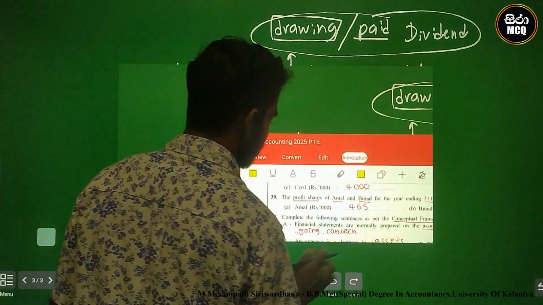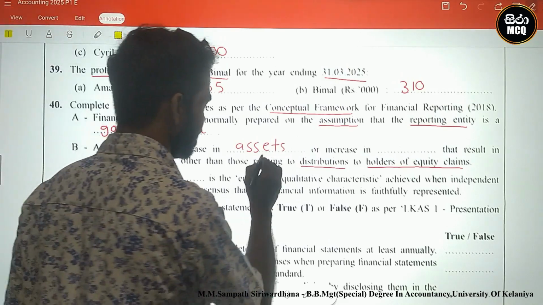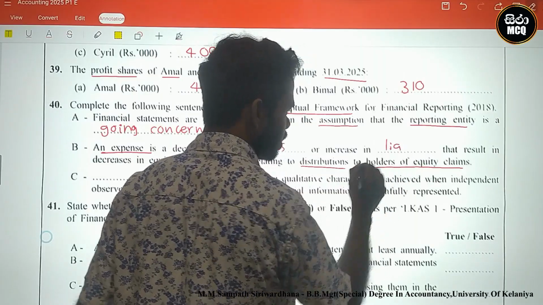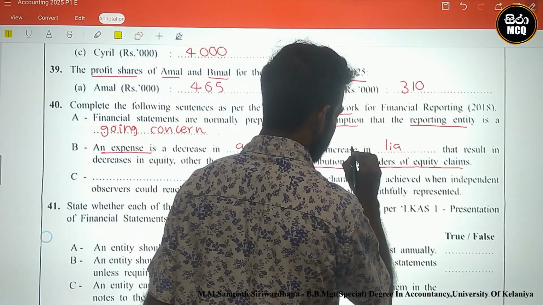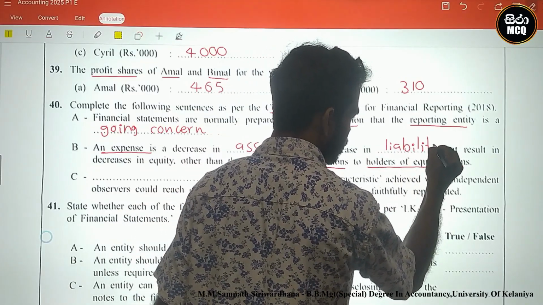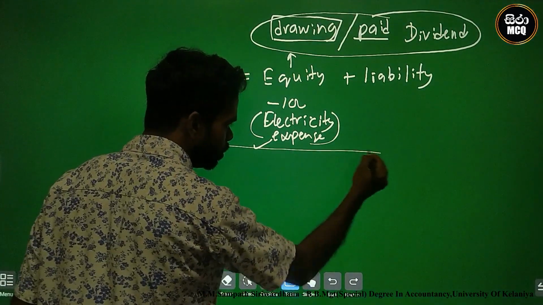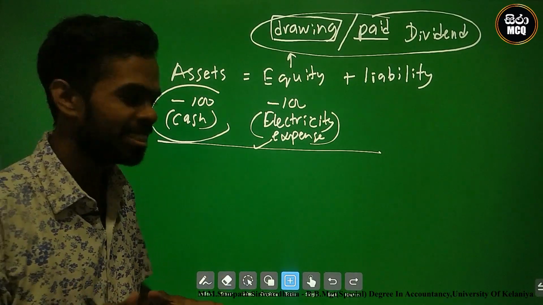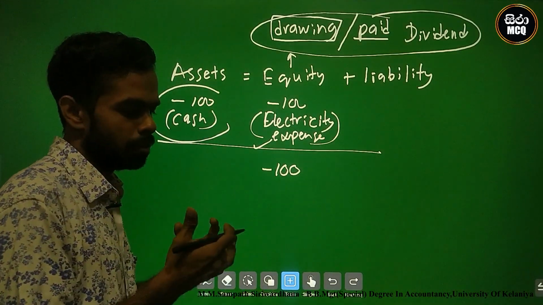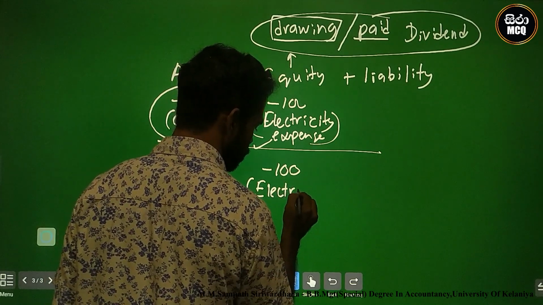Look here, decrease in assets. Okay, increase in which one? Liability. The other category is an increase in liability. I will show you. Look here, this is the paid electricity, no? Payable electricity. Look here, the electricity expense has occurred. The electricity bill is received. Therefore we must identify the electricity expense.